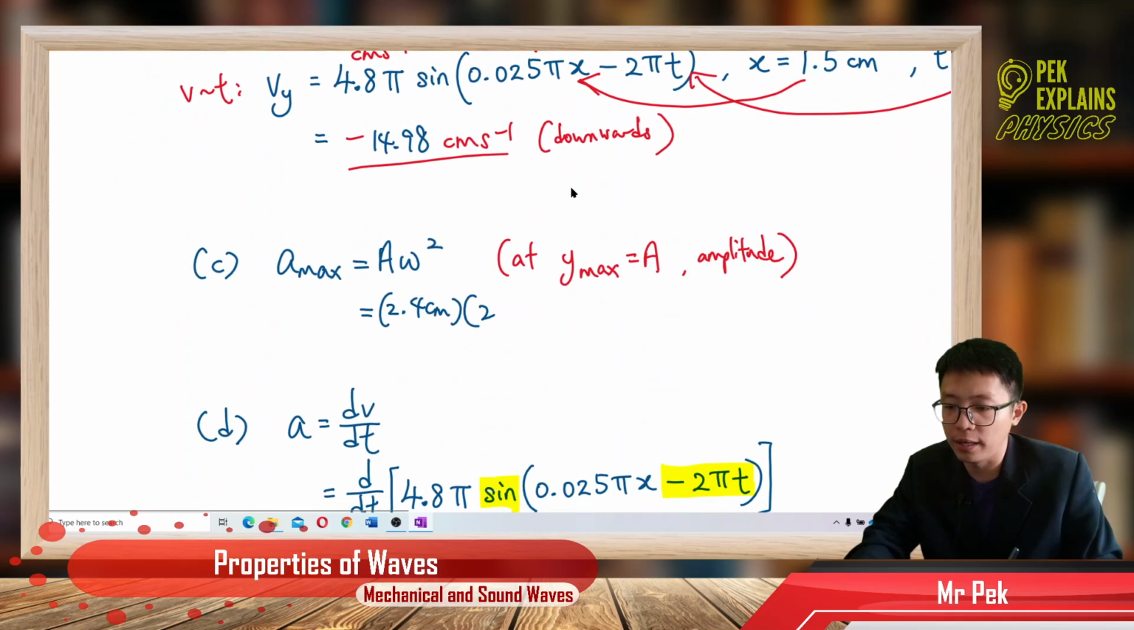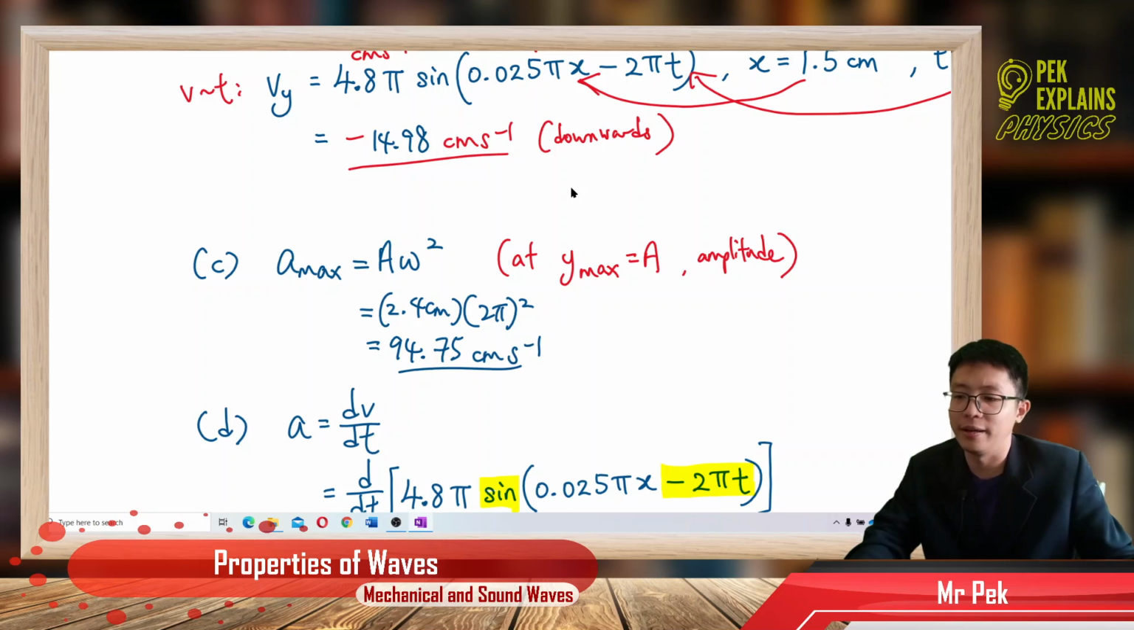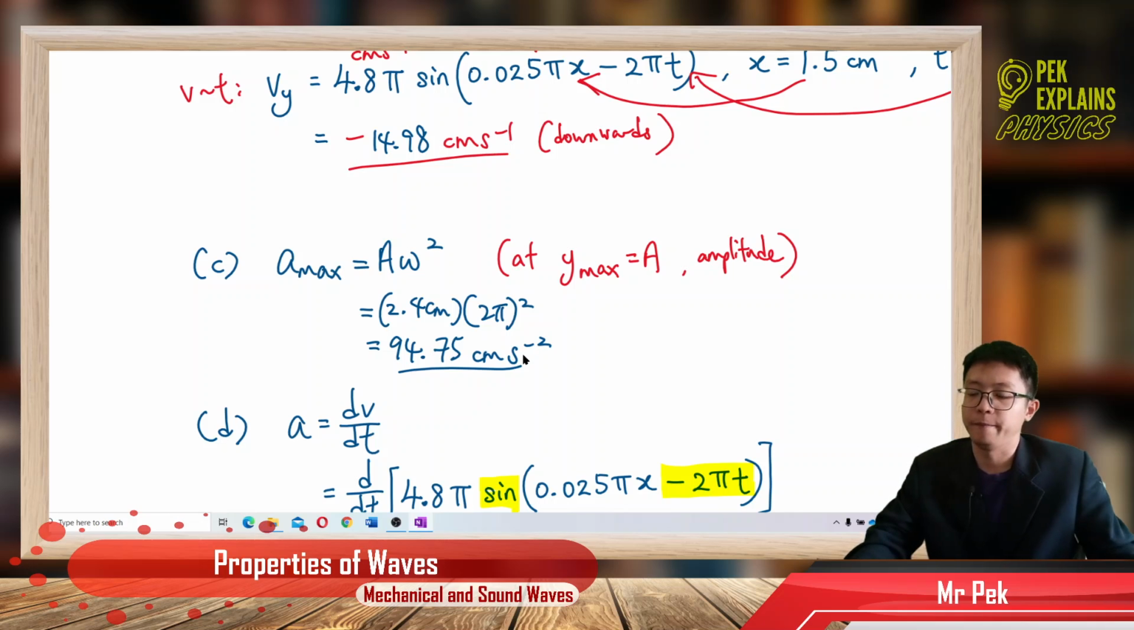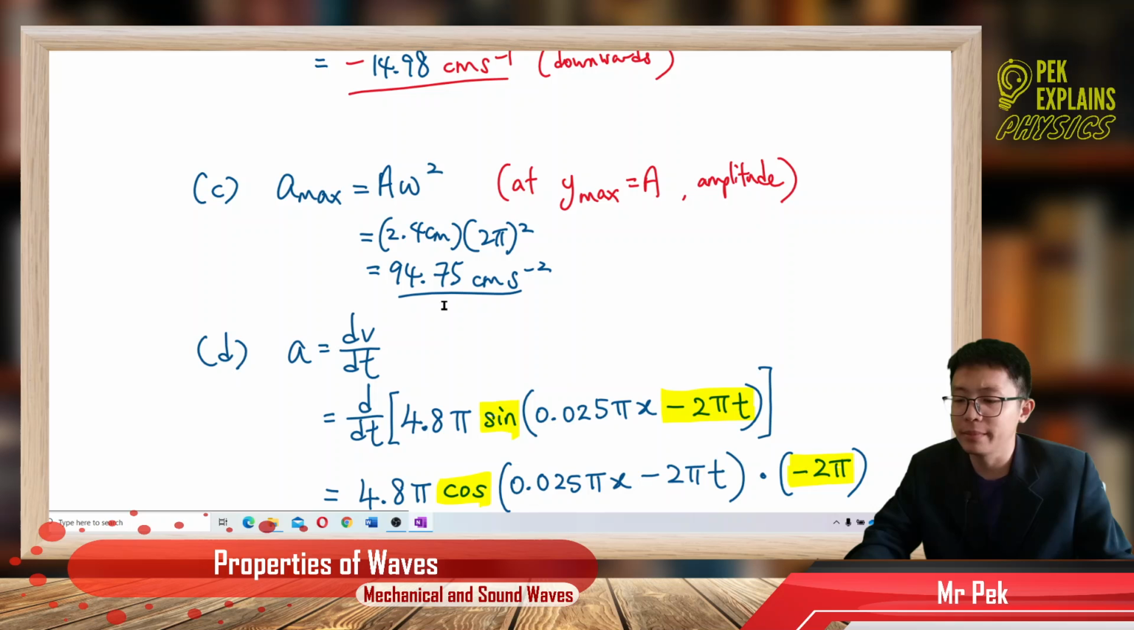My omega is 2 pi. So squared, what do we get? I get 94.75 centimeter per second square. My acceleration is also in centimeter because my amplitude is in centimeter. So this is not per second, this is per second square. All right, that's my maximum acceleration.